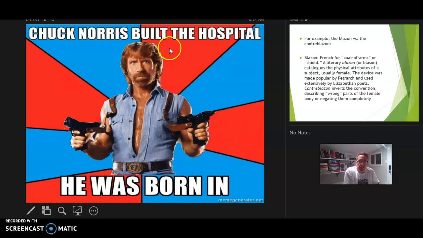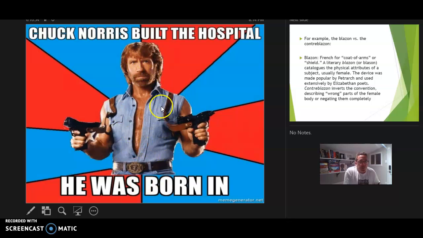When I show you this meme of Chuck Norris, he's got these Uzis and he's looking all tough. You don't have to really know who Chuck Norris is. We all know what this meme means. It's going to be a joke about how tough he is in this absurdly ridiculous way, right? Chuck Norris built the hospital he was born in. It's just goofy, making fun of machismo and how tough he is.